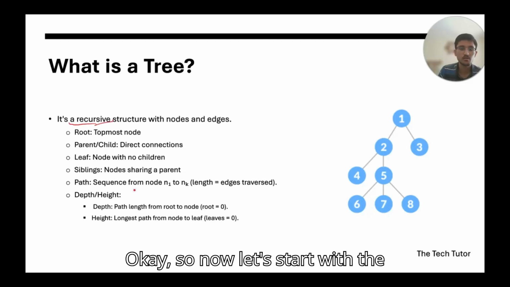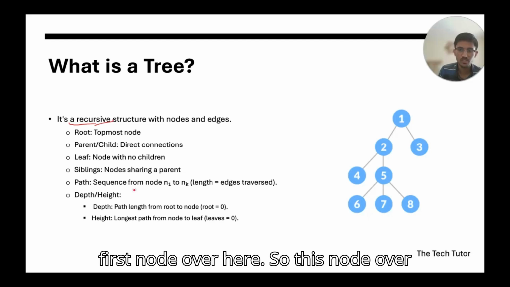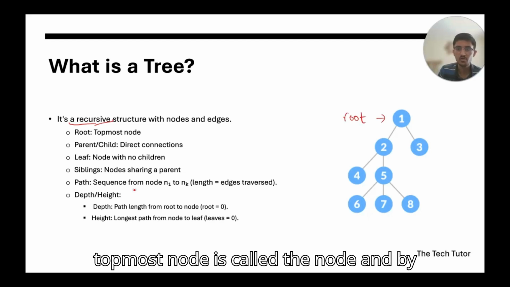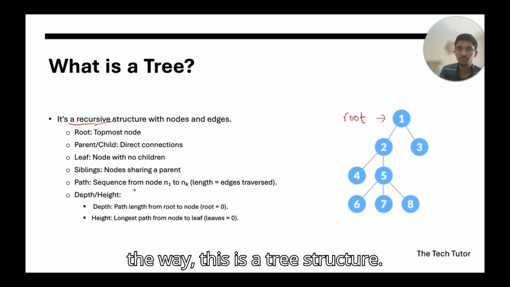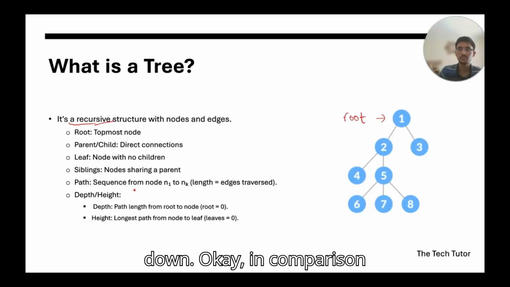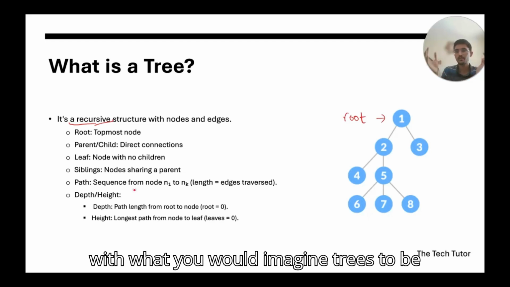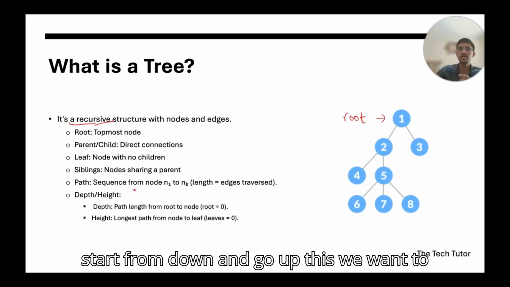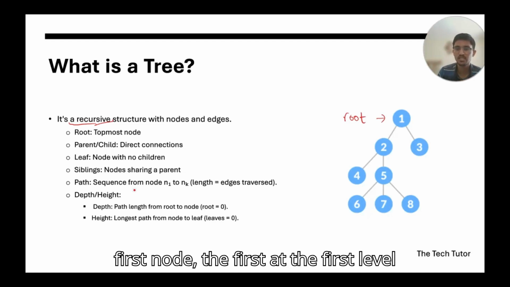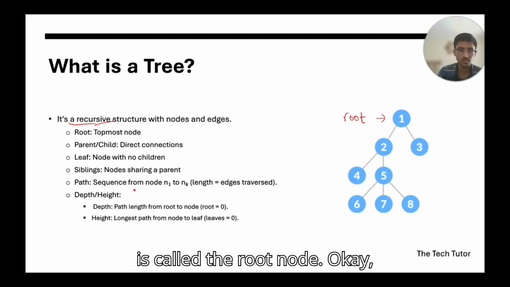Okay, so now let's start with the first node over here. This node is called the root. The topmost node is called the root. And by the way, this is a tree structure. We start from the top and we go down, in comparison with what you would imagine trees to be, which start from the bottom and go up. Here we want to start from the top. The first node at the first level is called the root node.